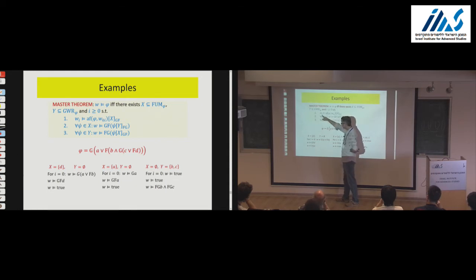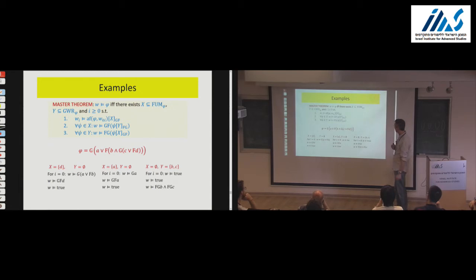But this formula is changing with the i, right? So actually, for i equals 0, this is what you get. For i equals 1, you will get something else. For i equals 2, you will get something else. Okay? Good? Everybody happy?